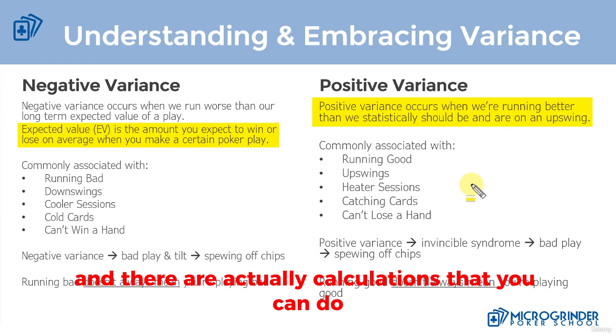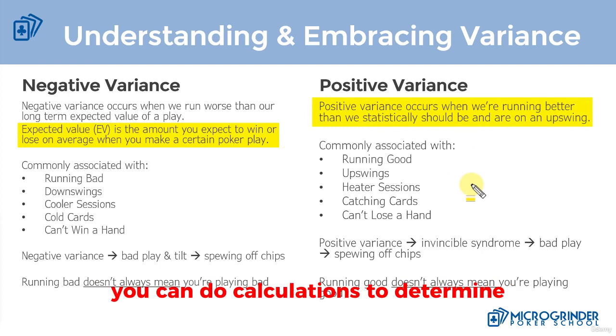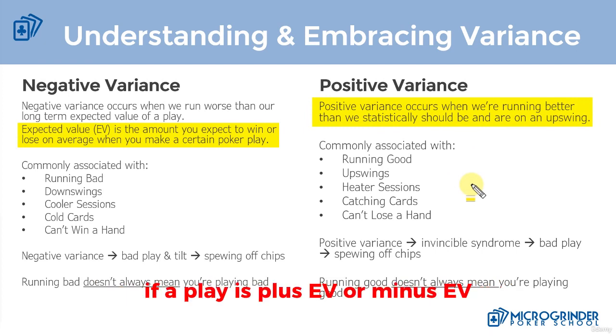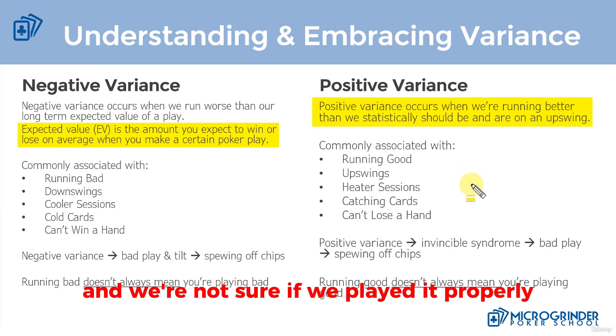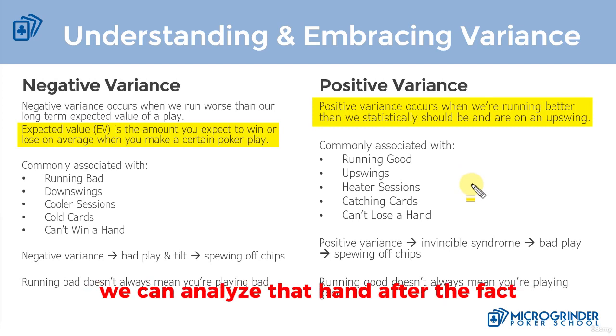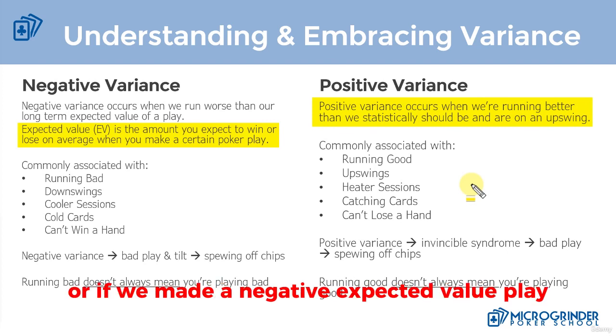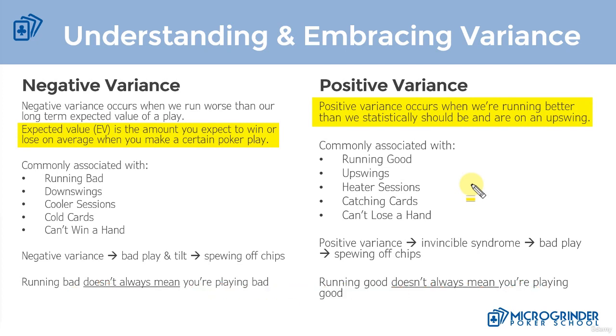And there are actually calculations that you can do to determine if a play is plus EV or minus EV. Typically, if we have a big hand that we played and we're not sure if we played it properly, we can analyze that hand after the fact and determine if we made a positive expected value play or a negative expected value play that's unprofitable.